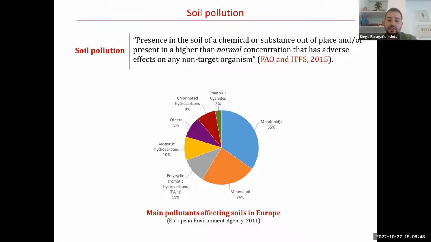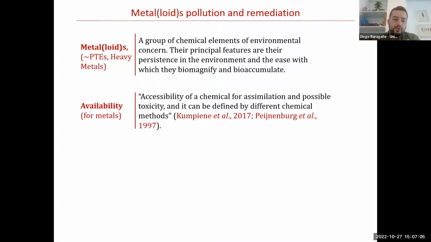The main pollutants affecting soils in Europe are the ones shown in this slide. And 35% of the pollutants are metalloids, so I would like to center this webinar on these pollutants. Metalloids, also named heavy metals or potential toxic elements, are this group of chemical elements of environmental concern. They are persistent in the environment, so they are not eliminated naturally, and they biomagnify and bioaccumulate in some organisms. So for remediating soils with these pollutants, we need to decrease the mobility of the metals and the availability. The availability is the accessibility of these chemicals to be assimilated and to have possible toxicity effects on the organisms, and it can be defined by different chemical methods.